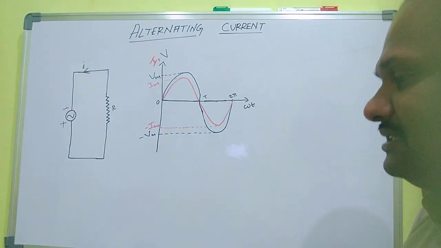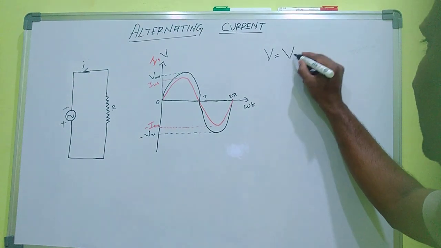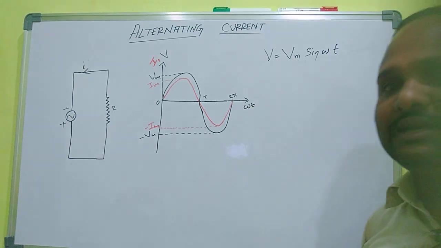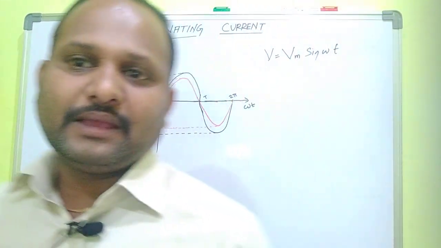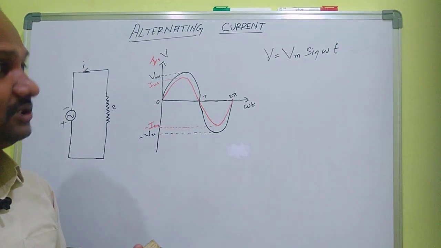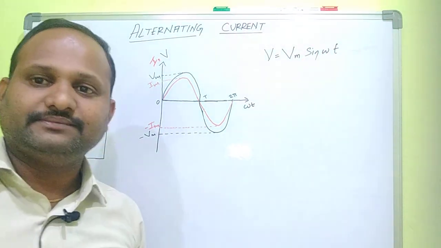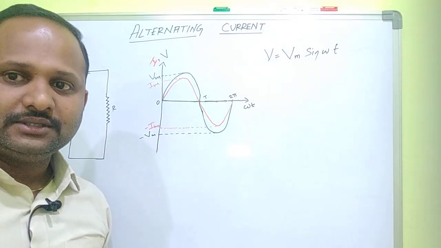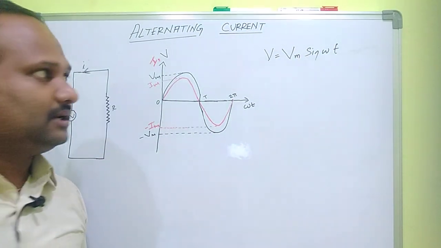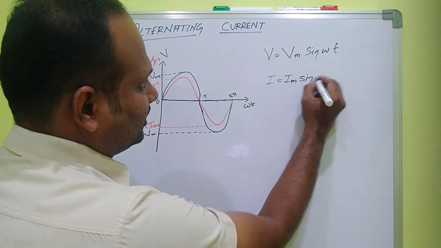The alternating voltage is represented by the expression V equals Vm sin omega t, where V is the alternating voltage, Vm is the maximum voltage, omega is the angular frequency, t is the time, and theta equals omega t. So V equals Vm sin omega t. This is the alternating voltage. And I is equal to what? I is equal to Im sin omega t.